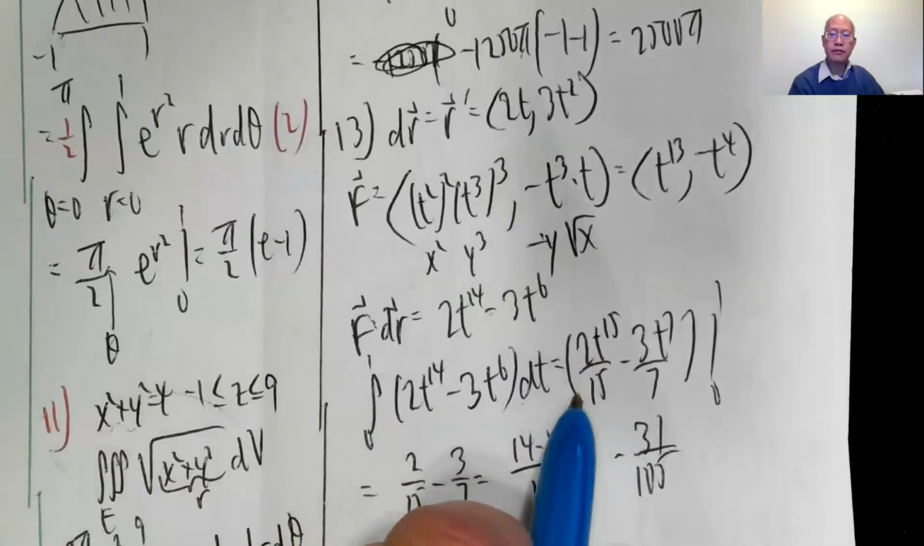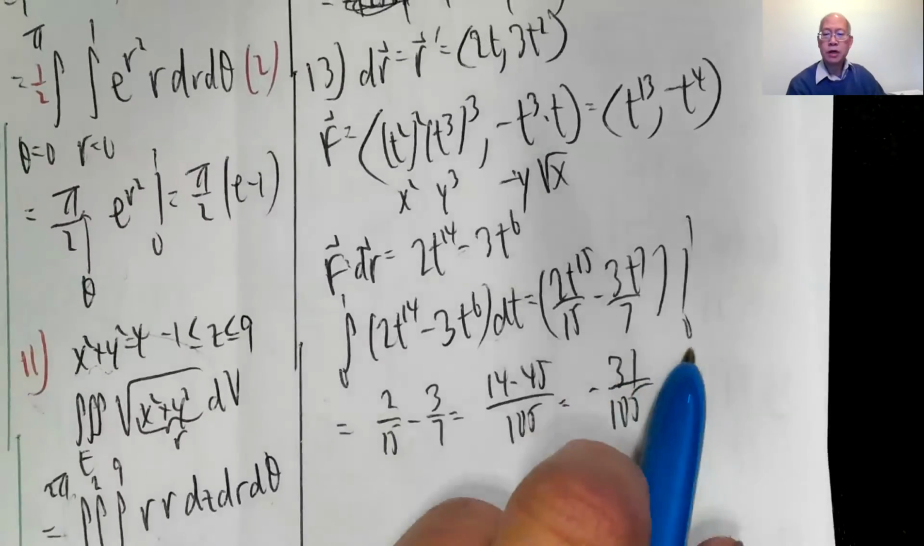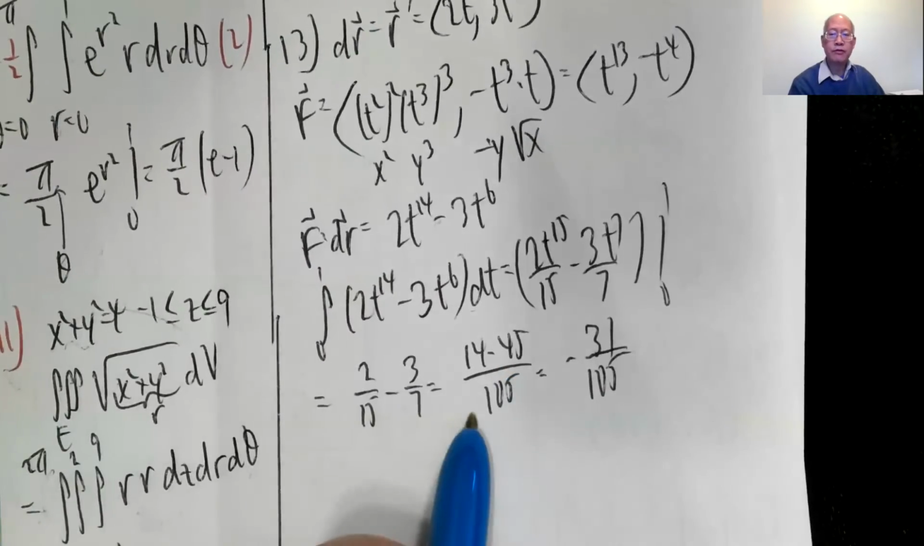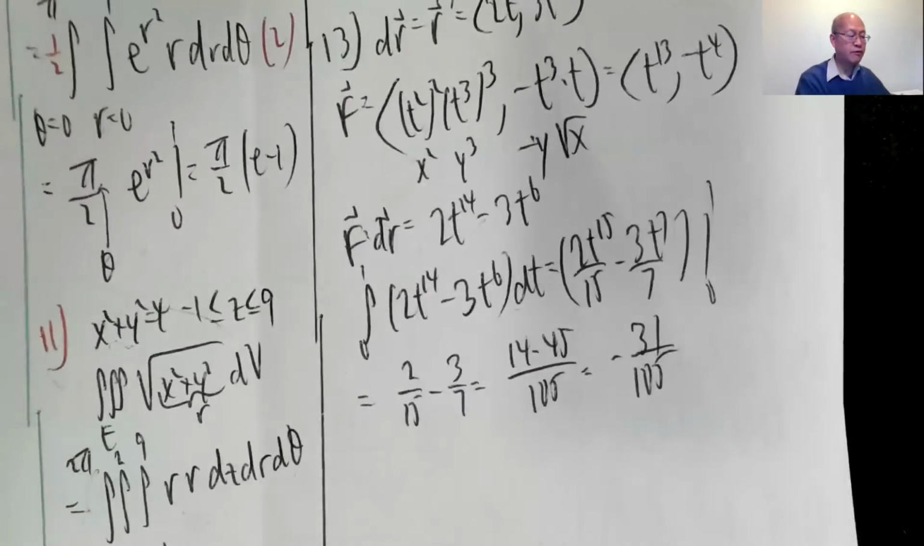2t to the 15th over 15 minus 3t to the 7th over 7. Plug in 0, you get 0. Plug in 1, 2/15 minus 3/7. 14 minus 45 over 105, negative 31 over 105.